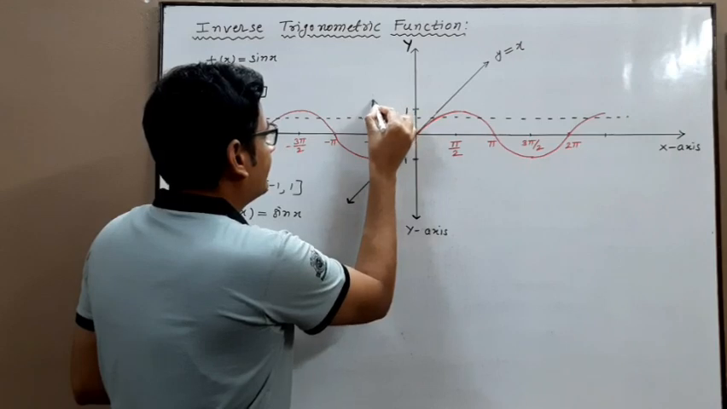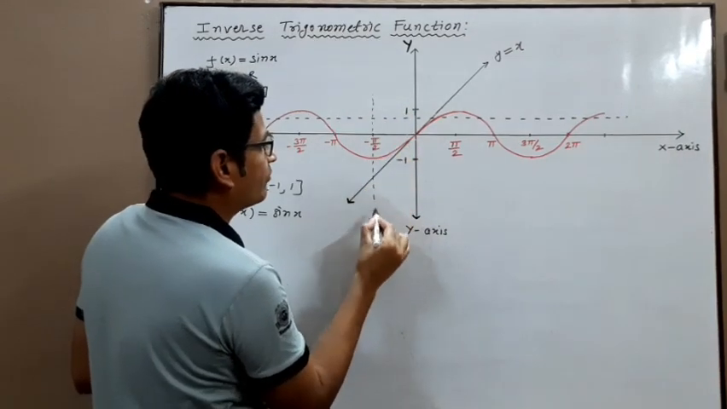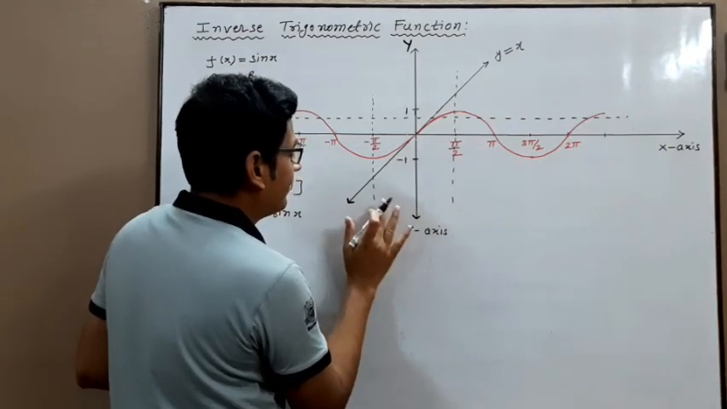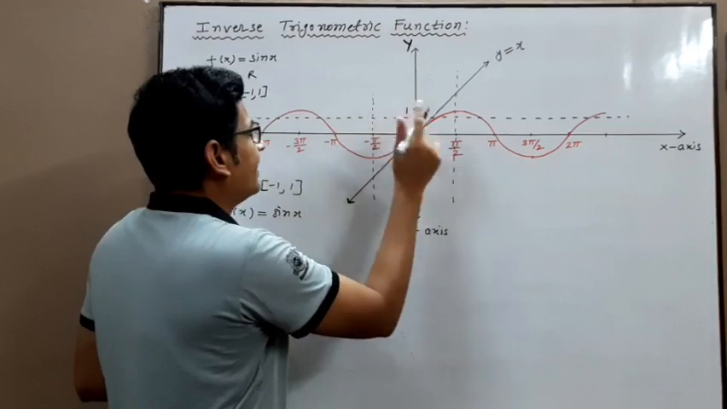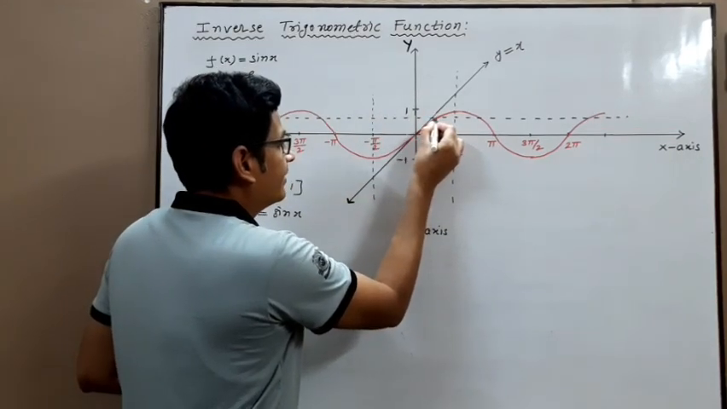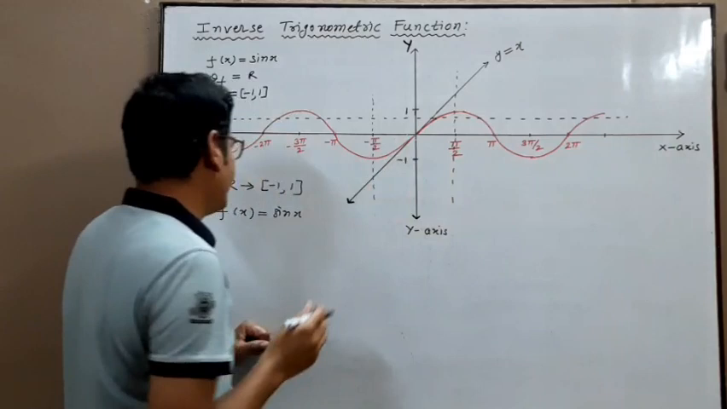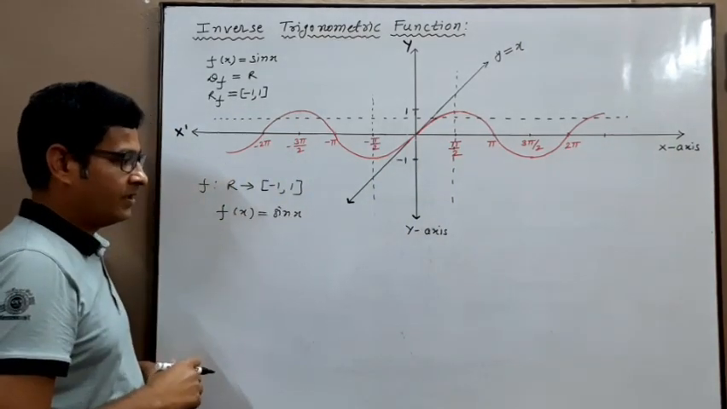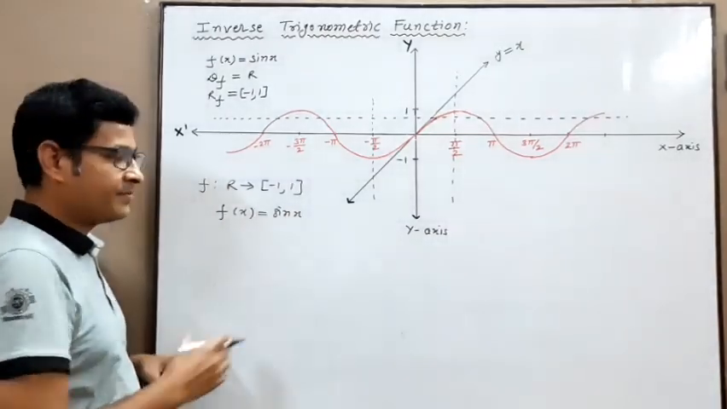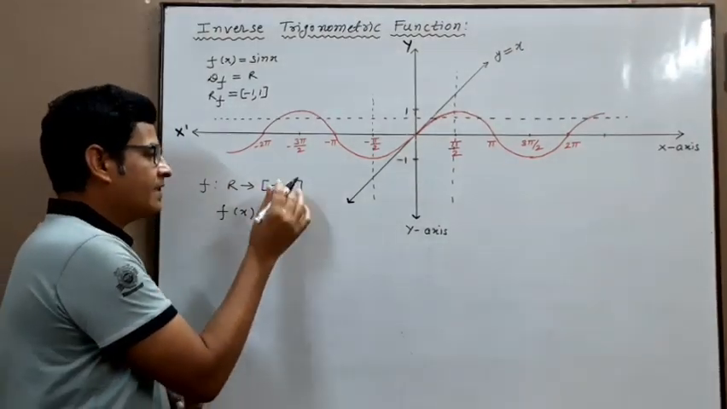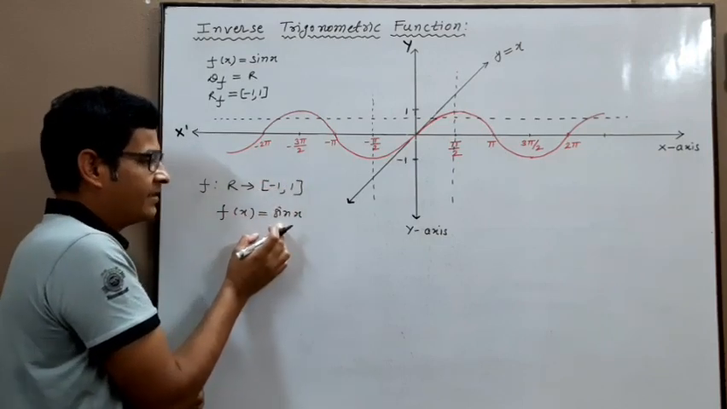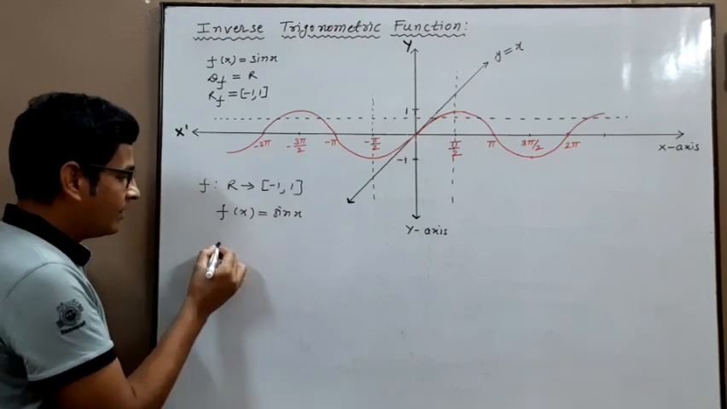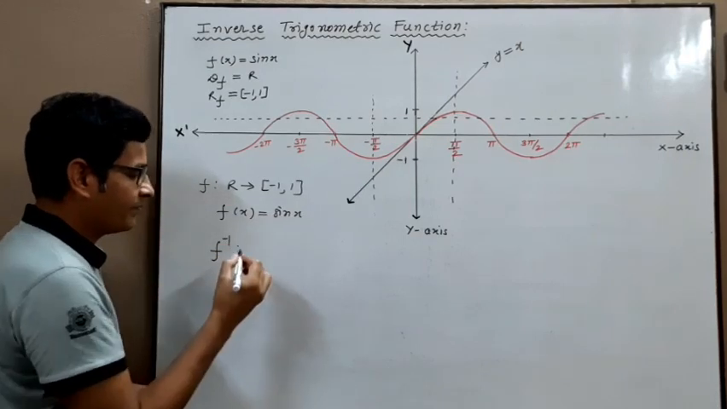So we can divide this function into parts. In the interval -π/2 to π/2, clearly the horizontal line intersects at only one point. It means in the interval -π/2 to π/2, sin x is one-one and also onto. Therefore sin x is invertible. Now sin x is invertible, and -1 to 1 is the range of sin x, so -1 to 1 is the domain of the inverse function.